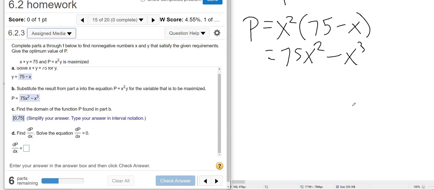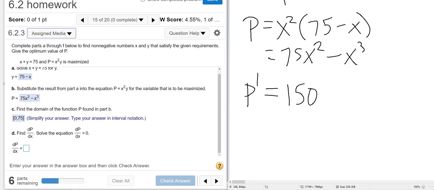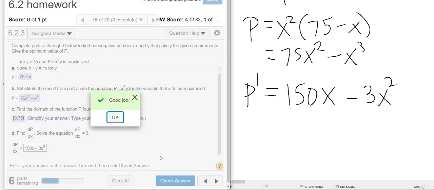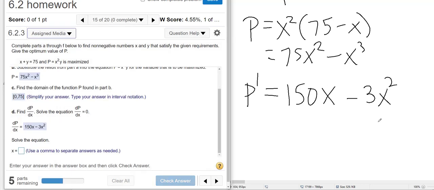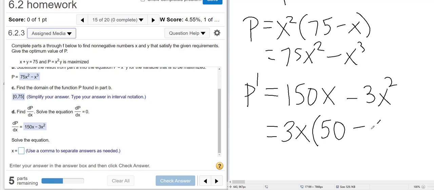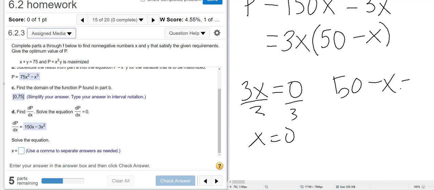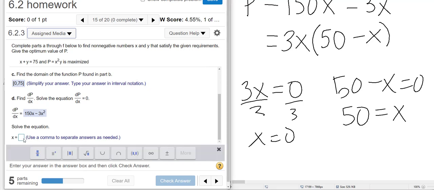Now we're going to take the derivative of p with respect to x. Another way to write that is p prime. That's 150x minus 3x squared. I'm going to solve this, so I can factor out a 3x. That's going to give me a 50 minus x, setting each factor equal to 0. X is 0, or x is 50. So our two solutions are 0 and 50. You should be able to put them in either order, doesn't matter.